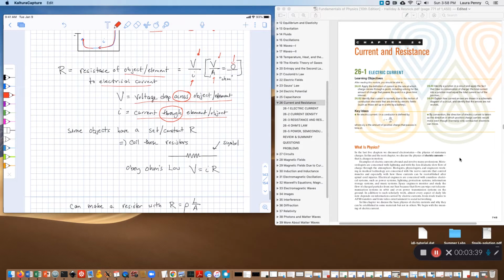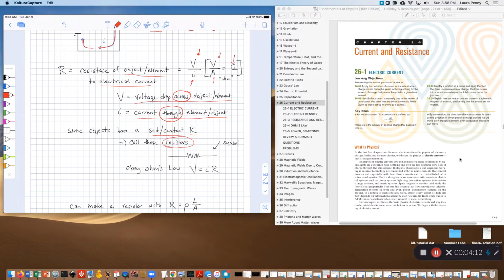Some circuit elements have a set resistance. No matter what the electric potential is, whatever the voltage drop across it is, it always has the same amount of resistance. We call this an actual resistor. Some things have a variable resistance. In other words, it changes how resistant they are depending on how much current is flowing through it. But a resistor has a set resistance, at least for a large range of voltage drops across it.